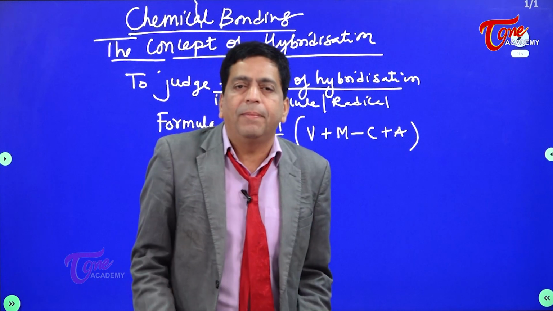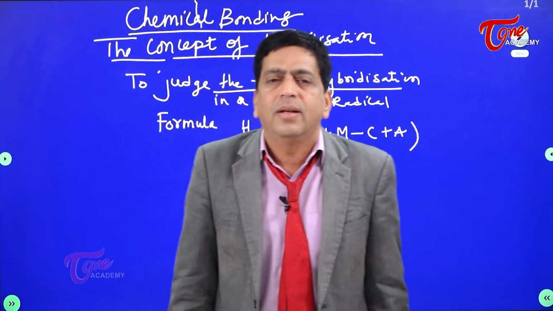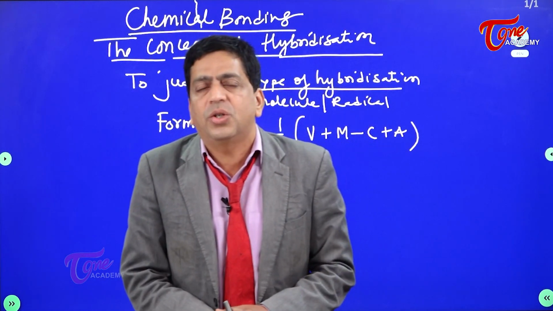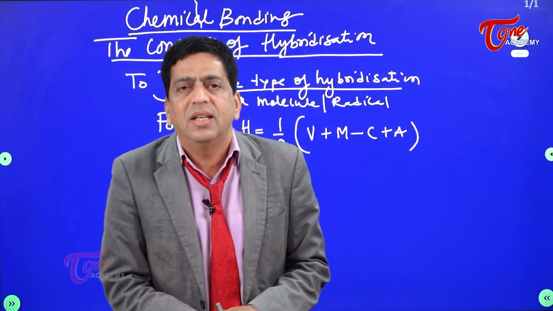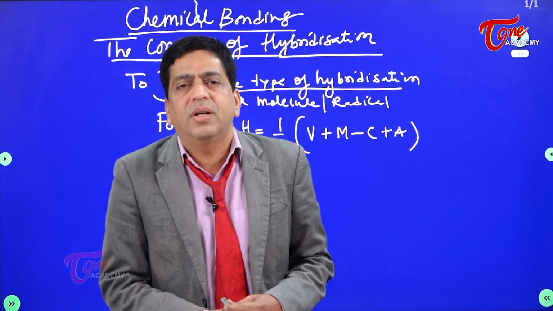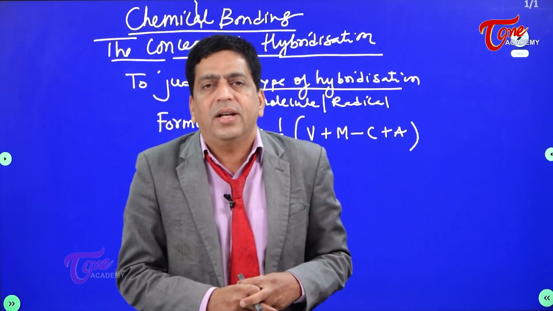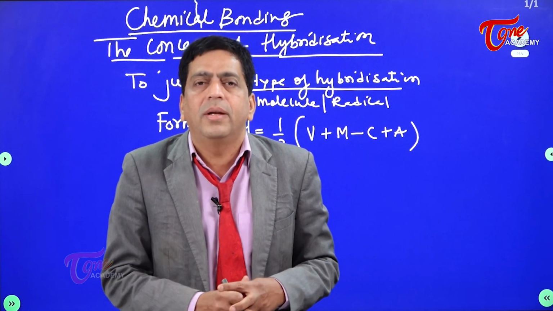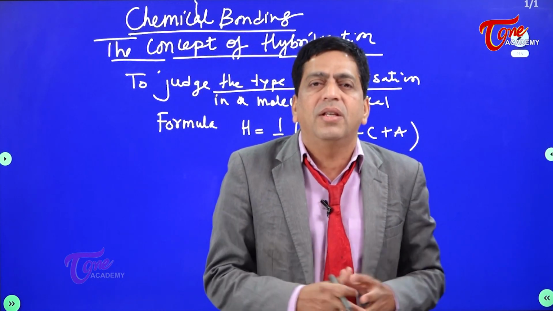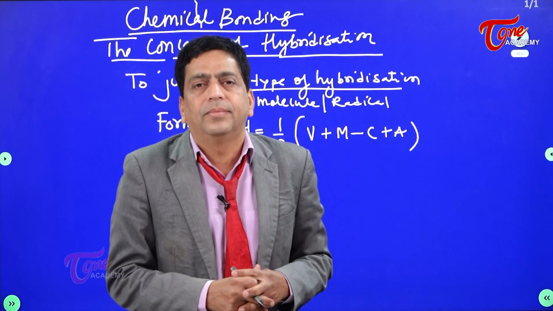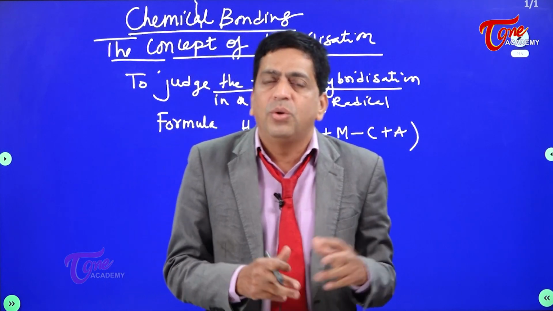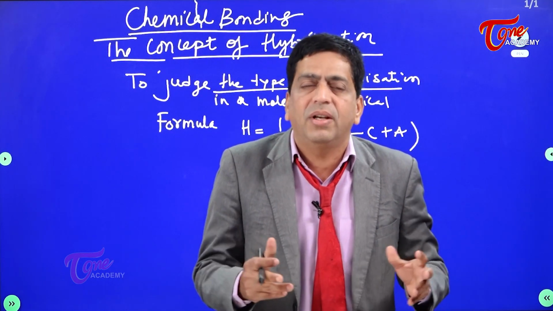That is the formula used to calculate the type of hybridization taking place in a particular species. If I ask you what is the hybridization of boron in the BCl3 molecule, or what is the hybridization of oxygen in water, or what is the hybridization of carbon in methane, these are the questions. If you know the type of hybridization, then I think we can frame the theory.